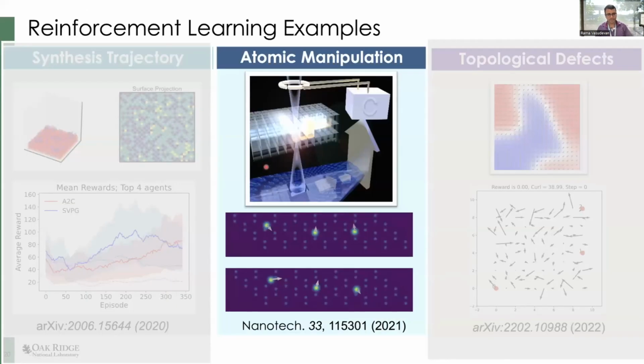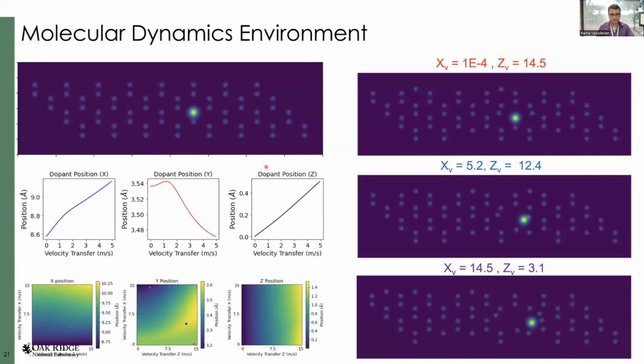The next example I'm going to talk about here is atomic manipulation. And again, one of the things that you need to understand about reinforcement learning is that every example that I'm going to show is going to have an environment which has states and actions and then rewards. So in the previous case, our rewards were the surface roughness, and the states were the surface projections. In other words, how the surface looks over time.